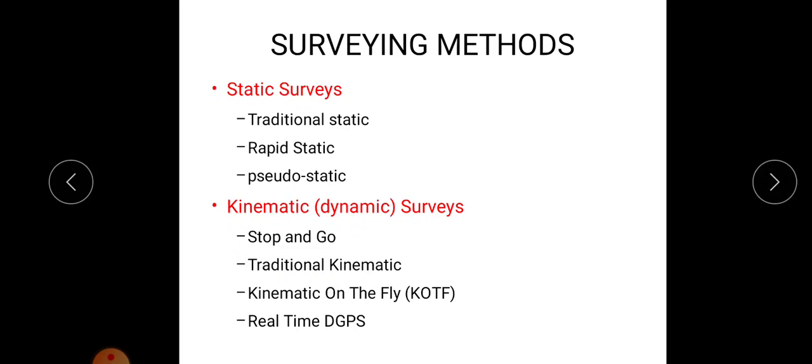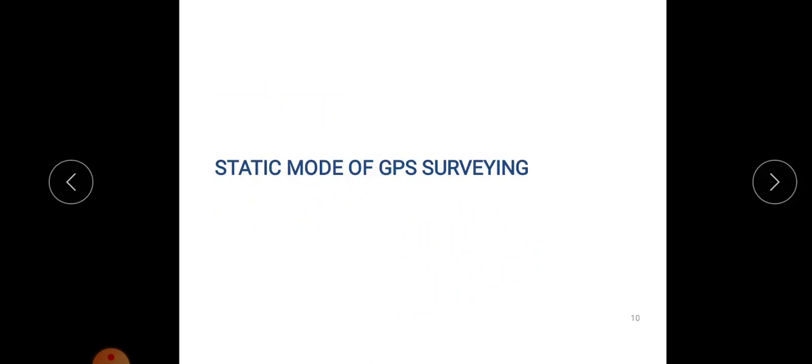Next, based on this, we can discuss different surveying methods. Under static survey, static means the object whose location is to be found out will be stationary. Under static survey there are the traditional static method, rapid static method and pseudo static method. And under kinematic or dynamic survey there are stop and go, traditional kinematic, kinematic on the fly and real time GPS. We can discuss them one by one.